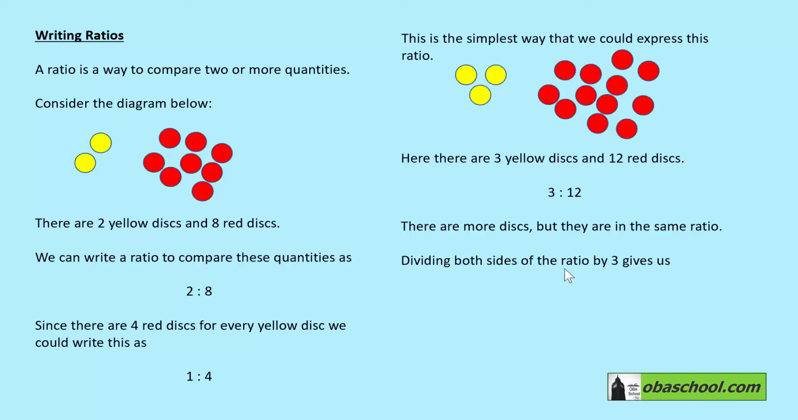Dividing both sides of this ratio by 3 gives us 1 to 4. So the ratios 1 to 4, 2 to 8 and 3 to 12 are what we would call equivalent ratios. And 1 to 4 is just the simplest form of that.